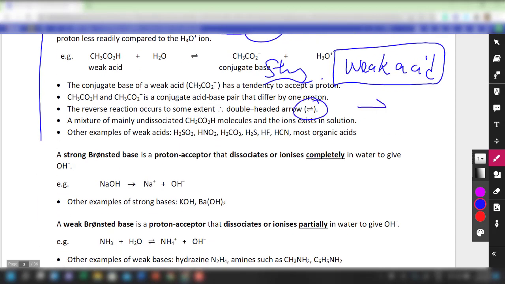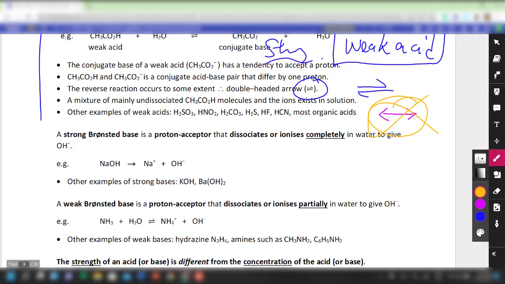Be aware of the double-headed equilibrium arrow. In chemical equilibrium we emphasize this: never write your arrow like this, because this represents resonance. So this is incorrect. You should not be writing a double arrowhead.